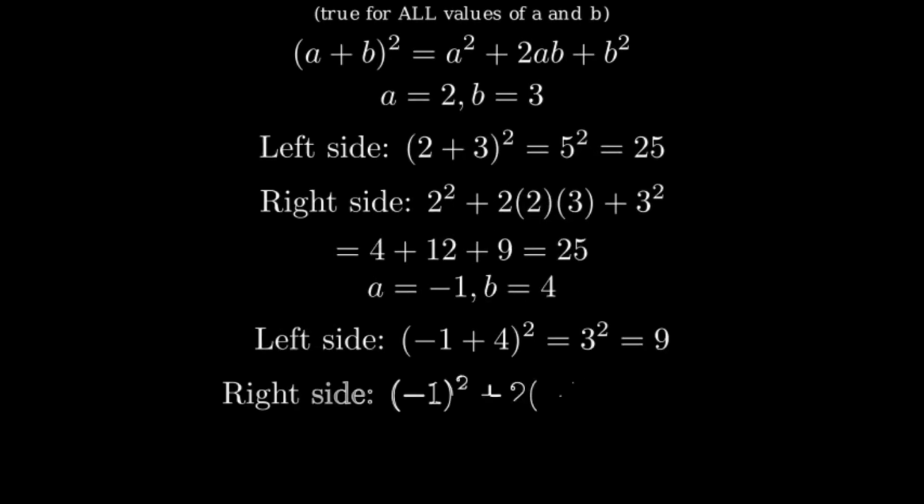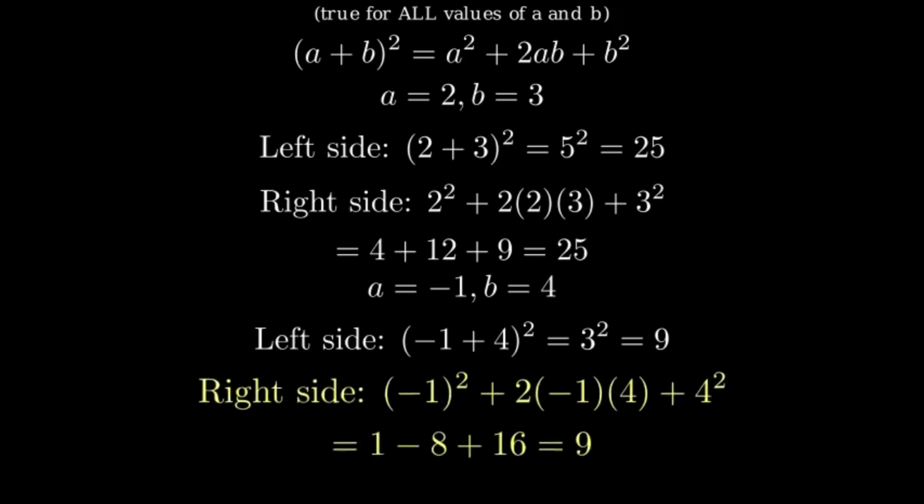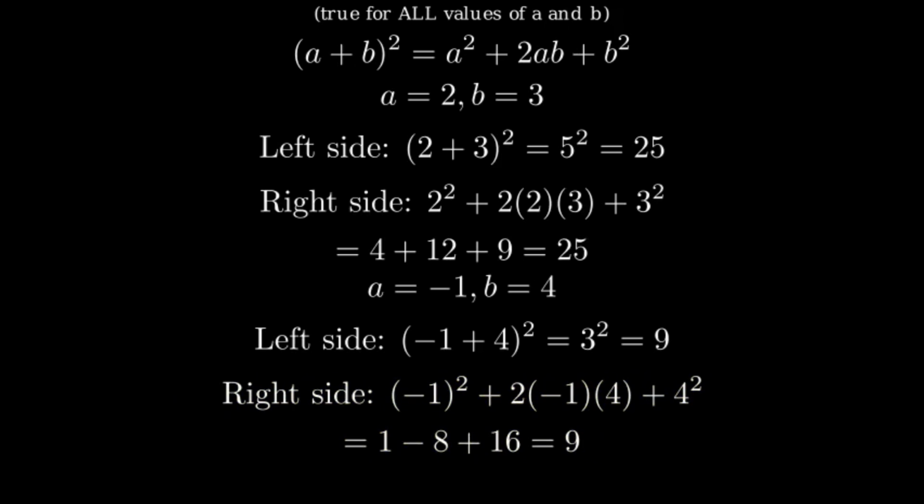This time, let's use a equals -1 and b equals 4. On the left side, -1 plus 4 is 3, and 3 squared is 9. On the right side, -1 squared is 1, plus 2 times -1 times 4, which is -8, plus 4 squared, which is 16. Adding these up, 1 minus 8 plus 16 equals 9. Once again, both sides are equal.